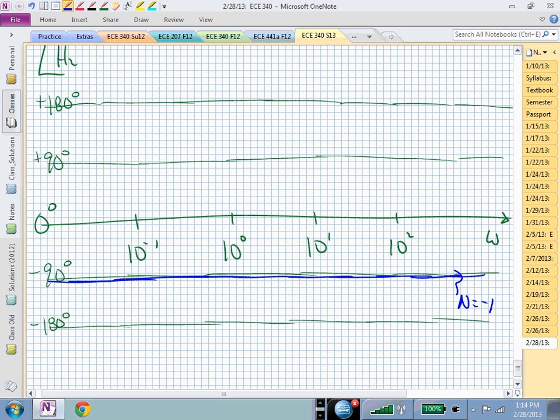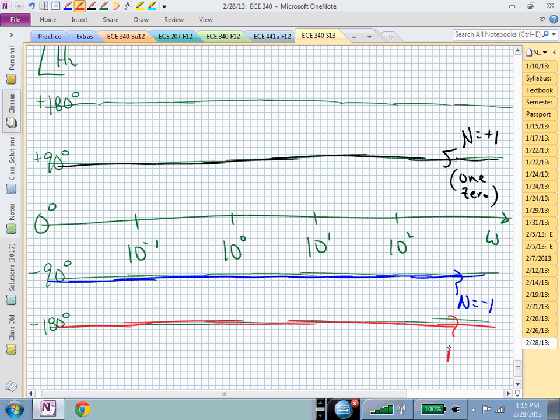If I had 1 zero at the origin, what would that phase sketch look like? That's just up here, isn't it? That's 1, 0. And if we had 2 poles at the origin, now we're down here at minus 180. Questions on that?